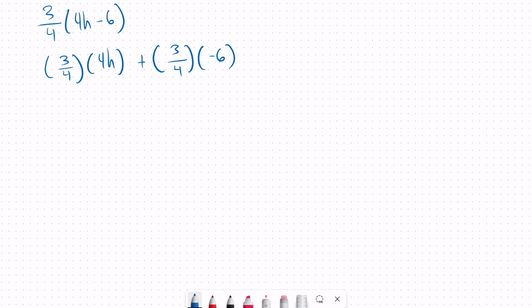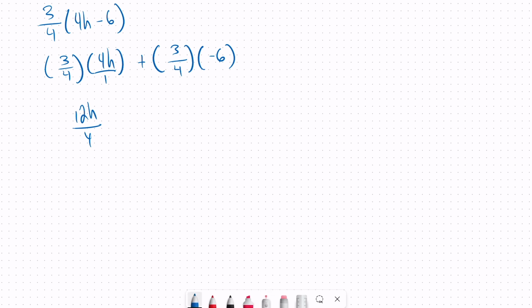When we multiply a fraction and a whole number, we're going to put that whole number as a ratio or as a fraction, and we can rewrite it as 4h over 1. So what we're really doing is multiplying the coefficient and the number on the left. Now we can multiply across, multiplying the numerators and denominators respectively. So we have 3 times 4, so we're going to have 12h, and 4 times 1, which is just going to be over 4. Right before we simplify, let's do the right side of the addition sign.